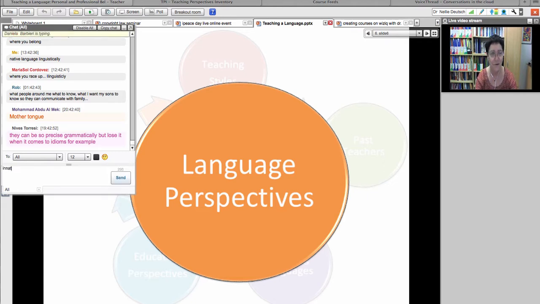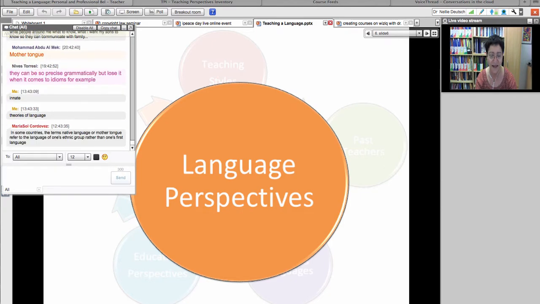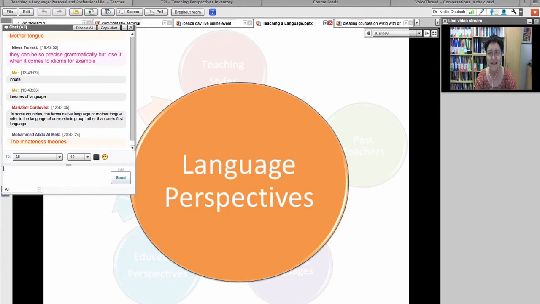Okay, here's a word for you. Innate. Something that they're born with. Okay, there are different language theories. Theories of language. Now we're getting a bit academic, but you do have to maybe look into it. There are theories of language, and there are also theories of language learning.